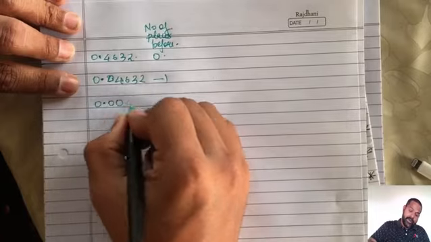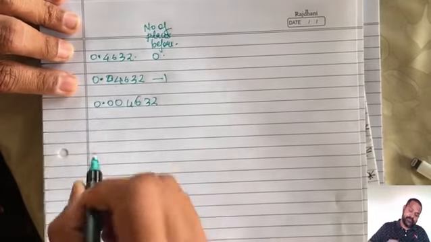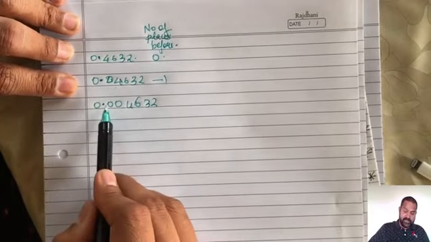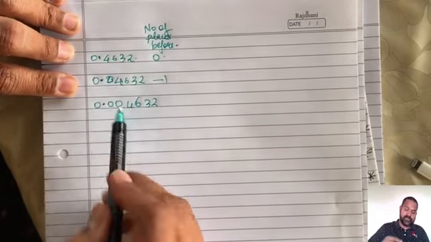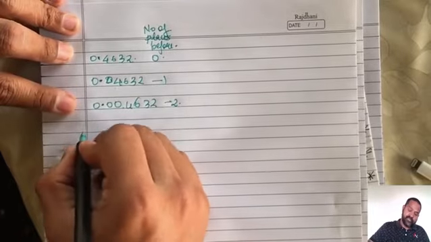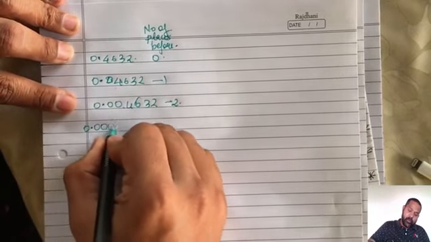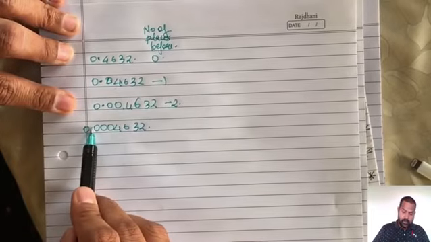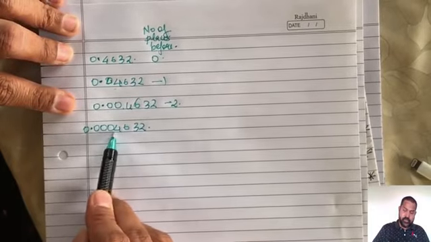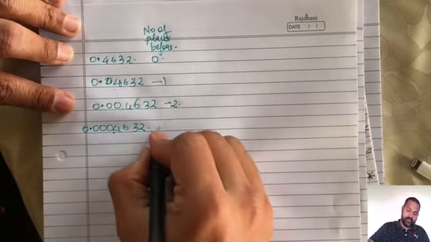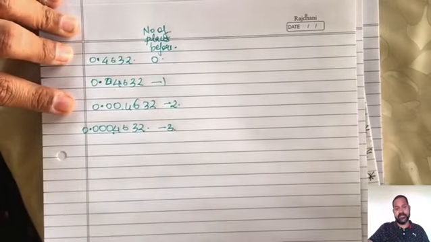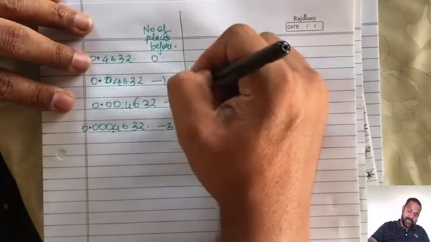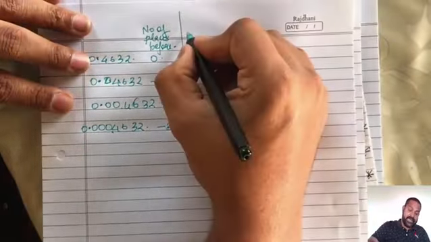What if it is 0.004632? Here, I have to reach here, but I am going reverse. So -1, -2. -2 is the number of places before the decimal. 0.0004632: -1, -2, -3. -3 is the number of places before the decimal. Done? Then the next thing that I want to find is the characteristic.